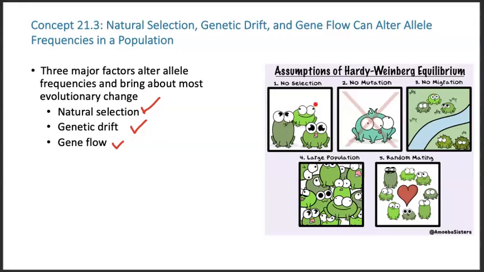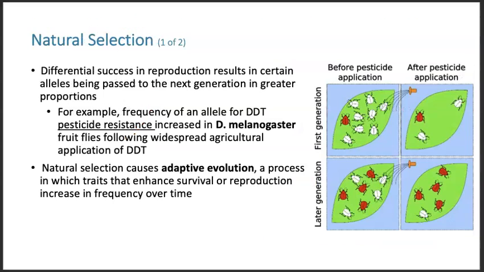So over here, we would be violating natural selection. We would be violating this migration one, which is officially and better called gene flow. And then we would be violating this large population one. So we'd have a small population. And genetic drift is associated with small populations, which we'll learn about in a little bit. But let's start out here first with natural selection.